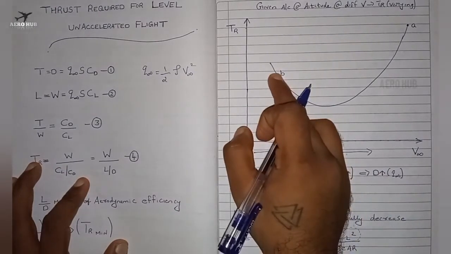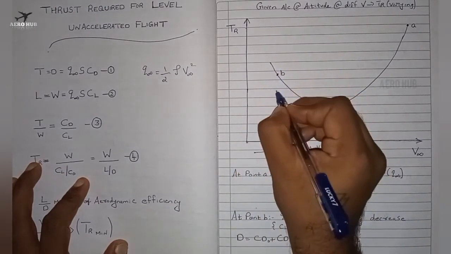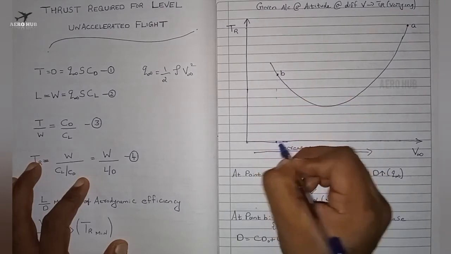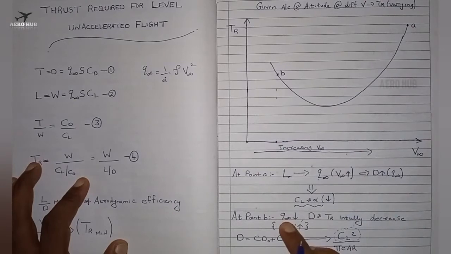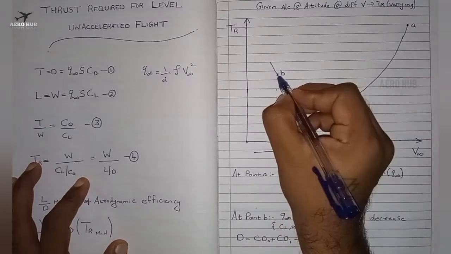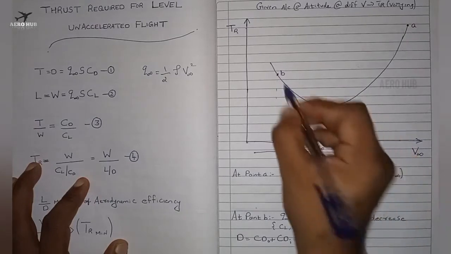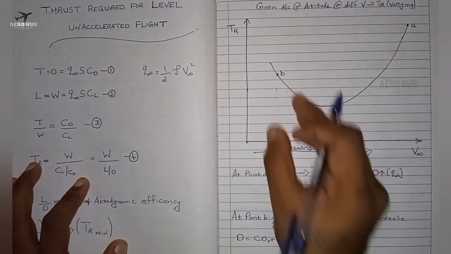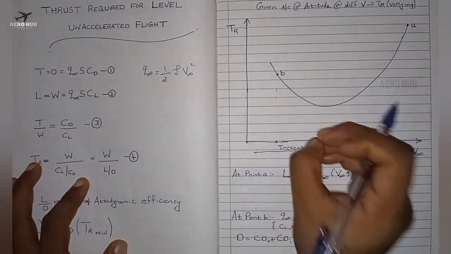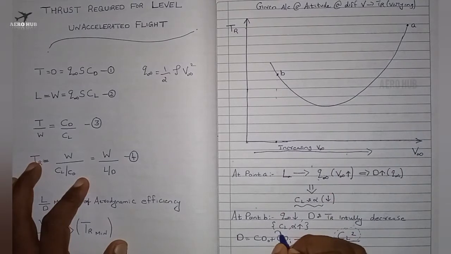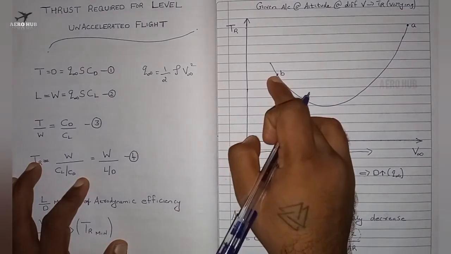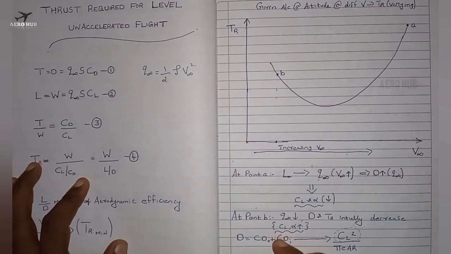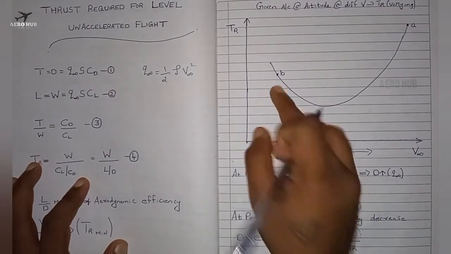Okay, at this point B, the velocity will be very less when compared to point A. Therefore, dynamic pressure will be decreasing. That is the reason why the drag and thrust required is decreasing initially. Since the dynamic pressure is decreasing, to support the weight of the aircraft, we have to increase the value of angle of attack as well as the coefficient of lift. Very important, to support the weight of aircraft at this point of operation, we have to increase the value of CL as well as the value of angle of attack.